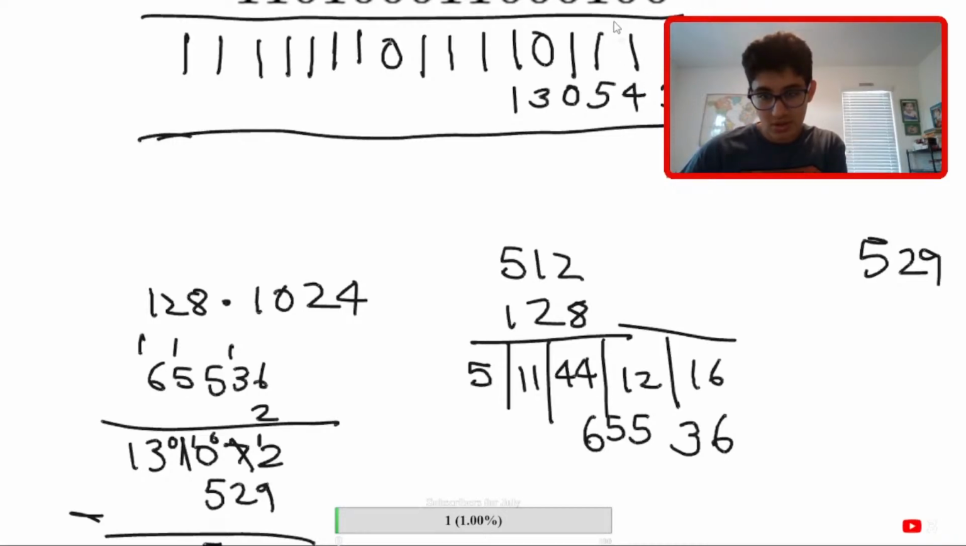So how do you do this? You keep on cutting each of them, right?